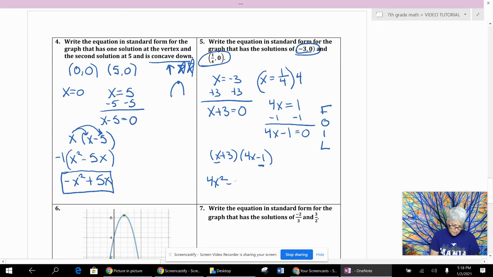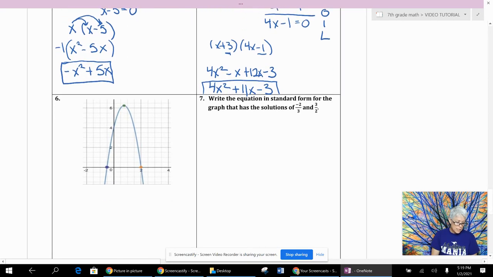So that's going to be minus x. The inside is going to be the 3 and the 4x. So that's positive 12x. And the last is going to be the 3 and the negative 1, which is negative 3. Whoops, I forgot the x. Okay. Now I'm going to combine my like terms, and I end up with 4x squared plus 11x minus 3. Done. Let's keep going.